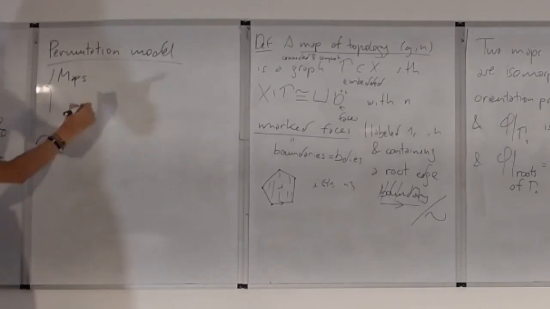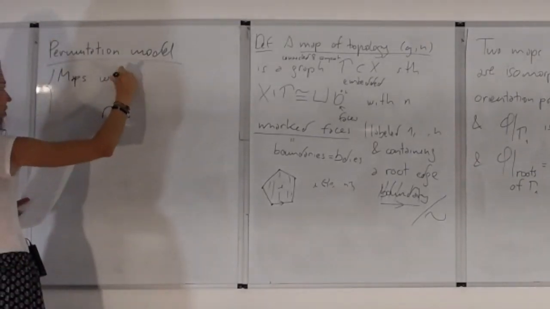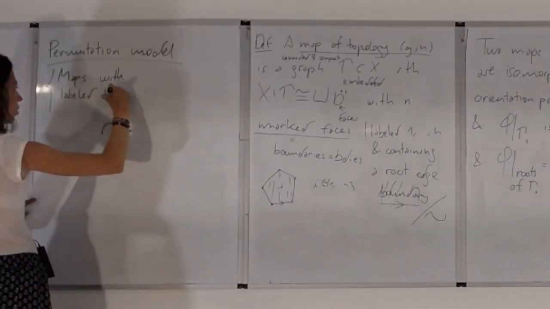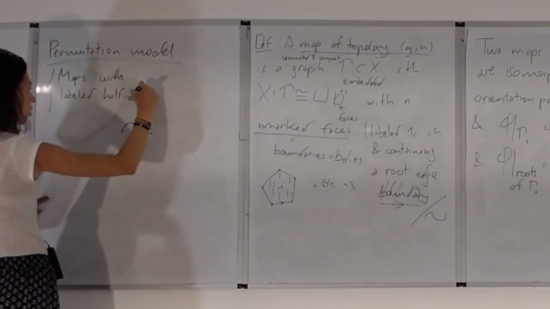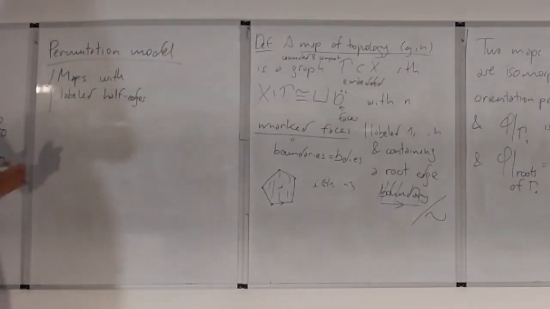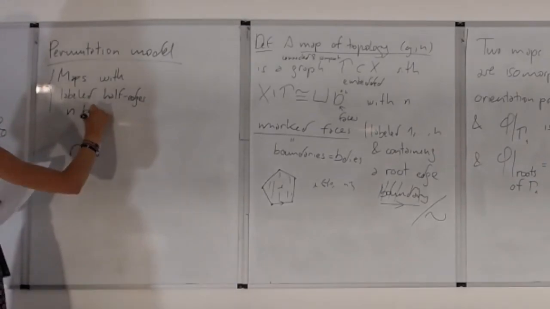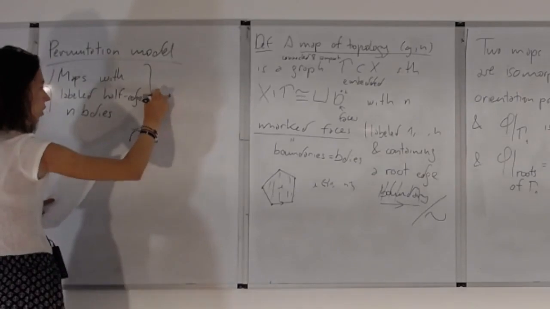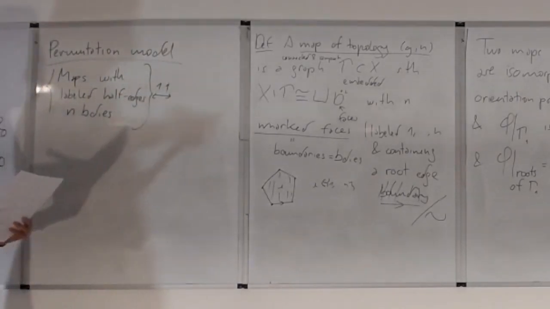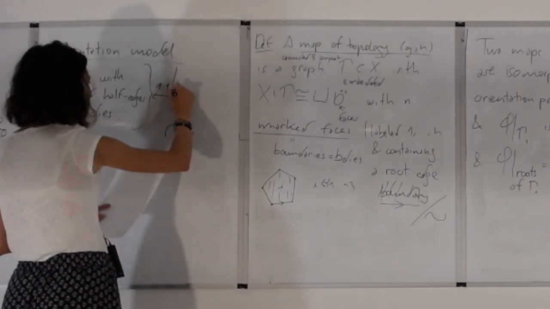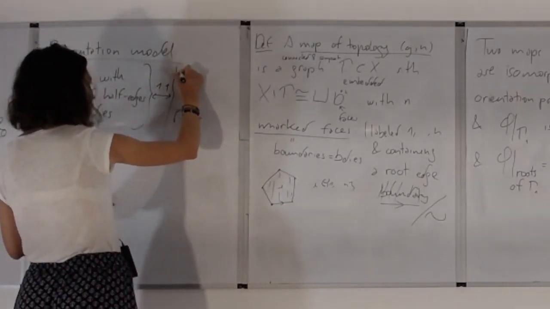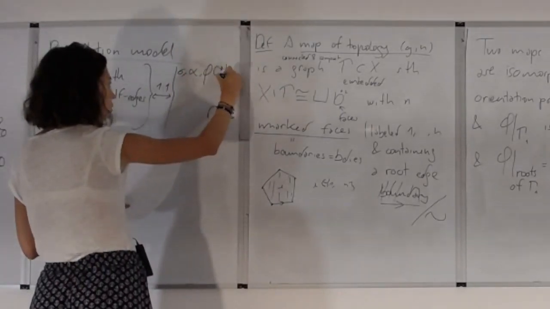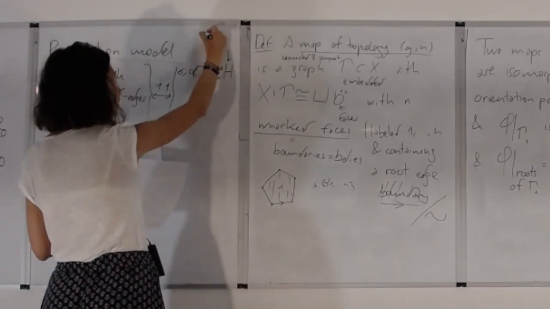So maps with labeled half edges and n boundaries are in one-to-one correspondence to triples of permutations satisfying some conditions. We call them sigma, alpha, phi. They are permutations acting on a set H. This set is the set of half edges.